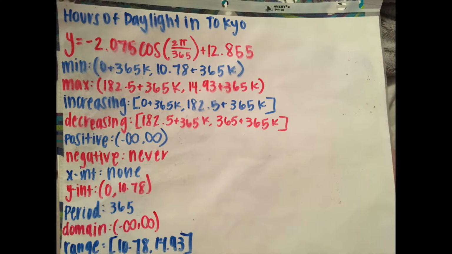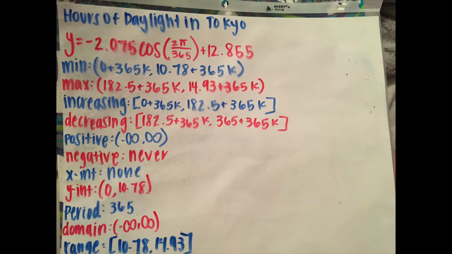I found the maximum of my graph to be 182.5 plus 365k, comma 14.93 plus 365k. I found my x value to be 182.5 because it is half the period. I got my y value to be 14.93 because that is the maximum number of hours of daylight in Tokyo.